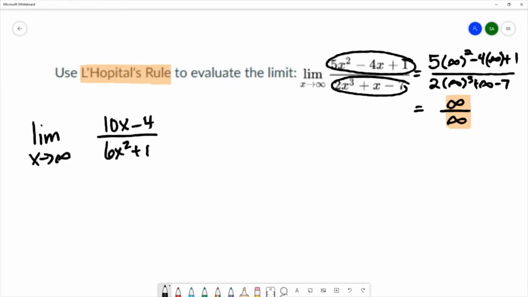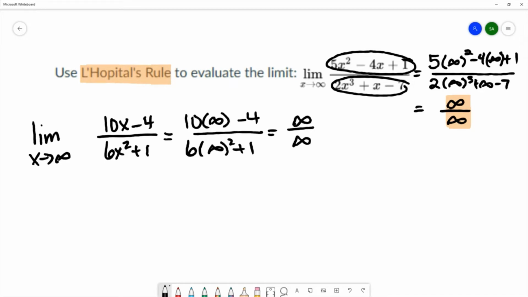Notice I'm not calculating the derivative of the whole function because we would need to use the quotient rule if we were doing that. So L'Hopital's rule says calculate the derivative of the numerator and the derivative of the denominator individually and divide those. Then we try to use direct substitution again. So we have 10 times infinity minus 4 over 6 times infinity squared plus 1. And once again, we get that indeterminate form of infinity over infinity.